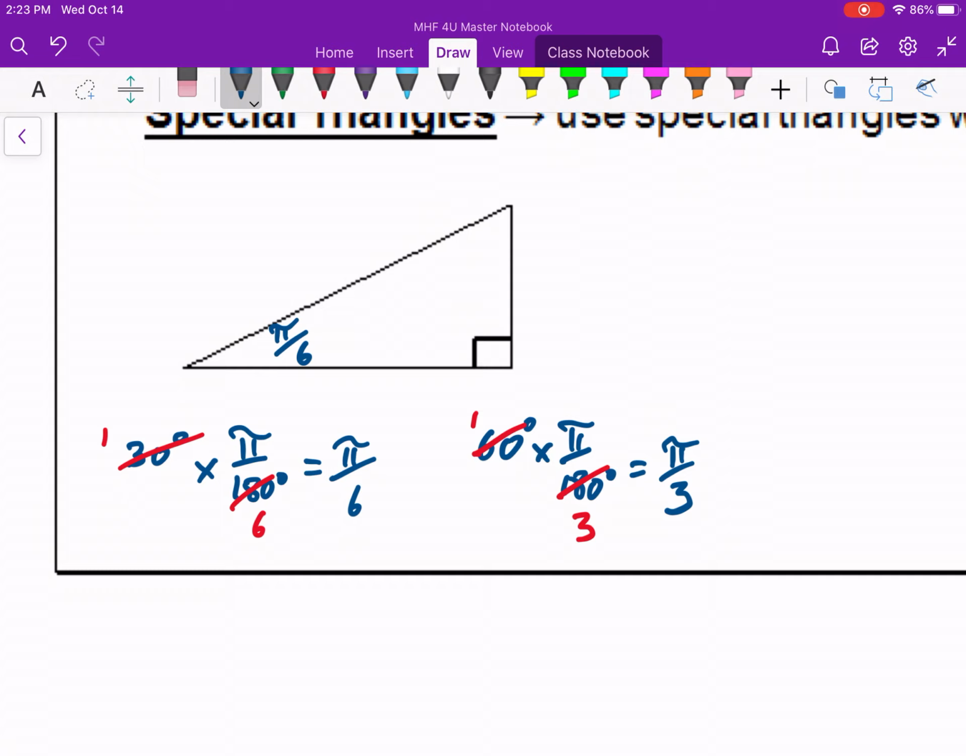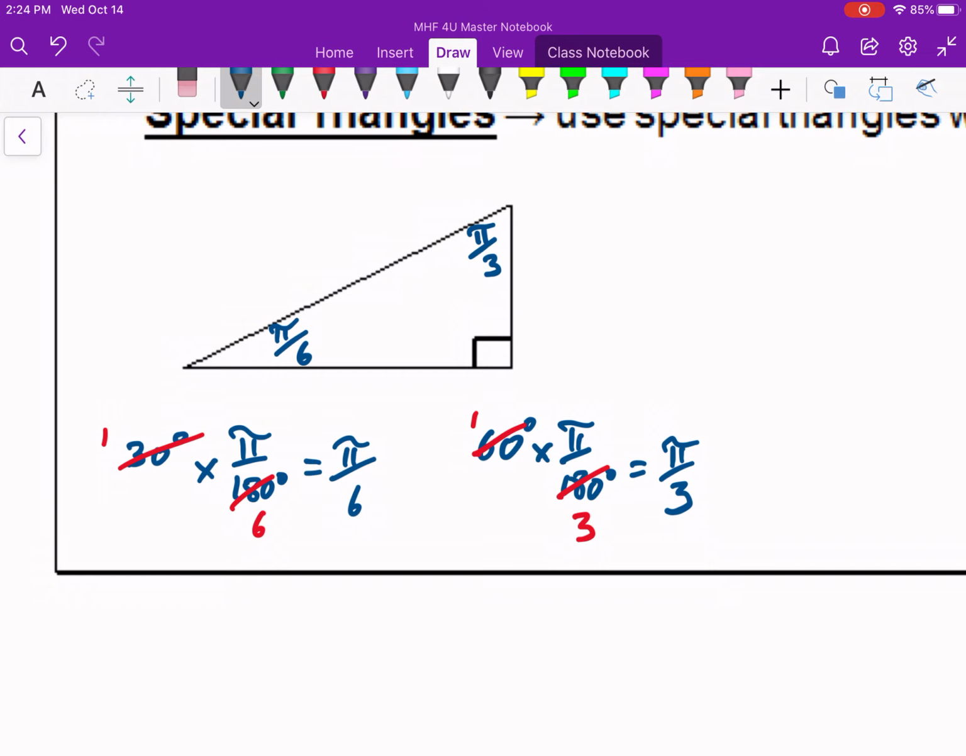Or we know that 60 is twice as big as 30, so we could just double this. Pi over 6 times 2 would become 2 pi over 6, and that would reduce to pi over 3. So however you get at it, 60 degrees in radians is pi over 3.